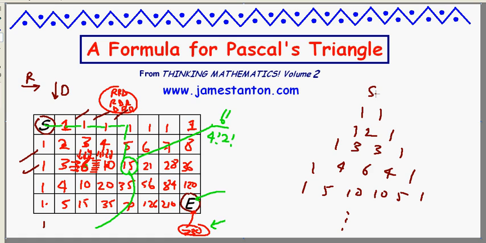But I do have a question. That S at the top, most people write a 1 at the top. Is that valid? Well, let's see. Let me go back to my formula idea.